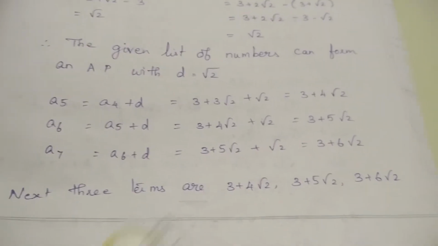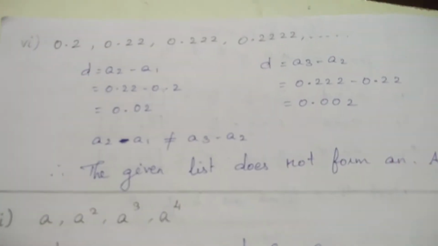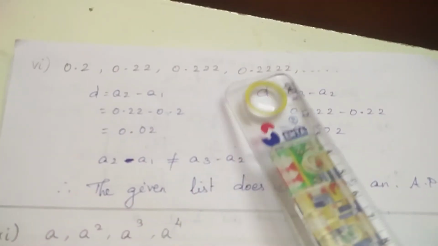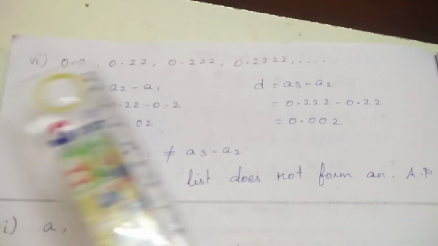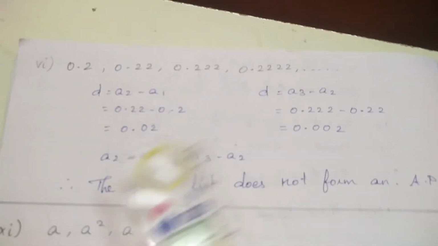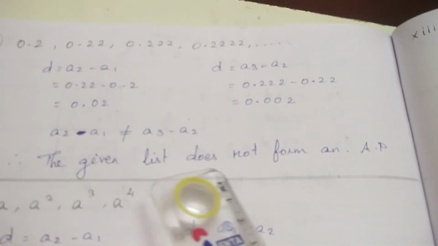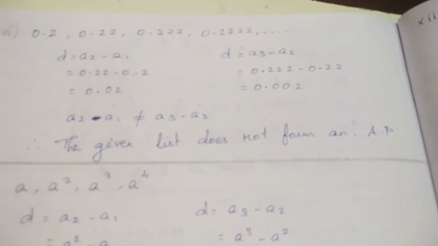The next three terms are 3 plus 4 root 2, 3 plus 5 root 2 and 3 plus 6 root 2. Okay. The next sum, the sixth sum: 0.2, 0.22 and 0.222. Here you have to find A2 minus A1 and then A3 minus A2. Then subtract and get the numbers. D is not equal. Therefore, the given list of numbers does not form an AP.